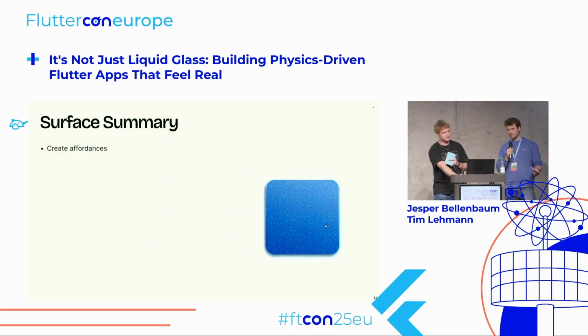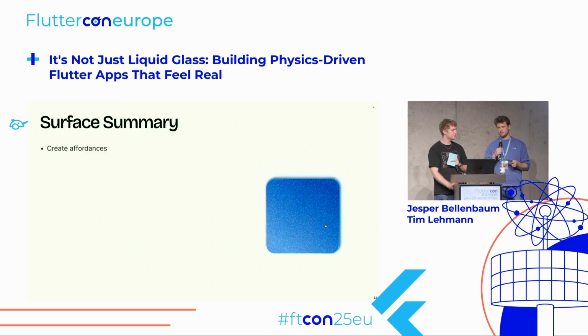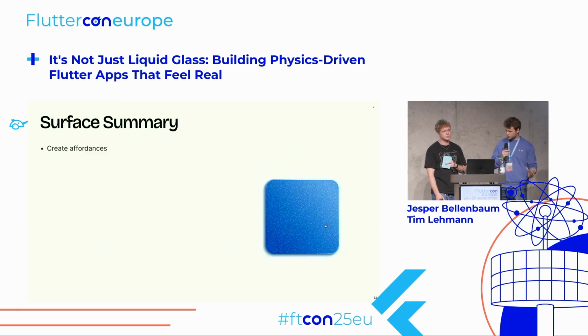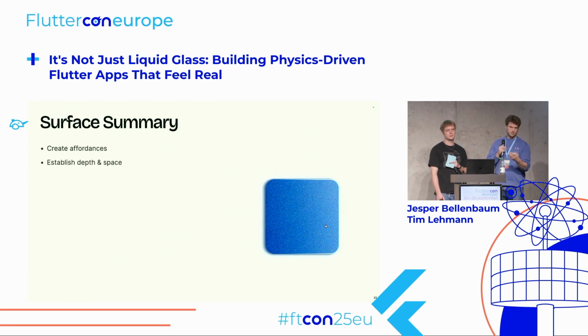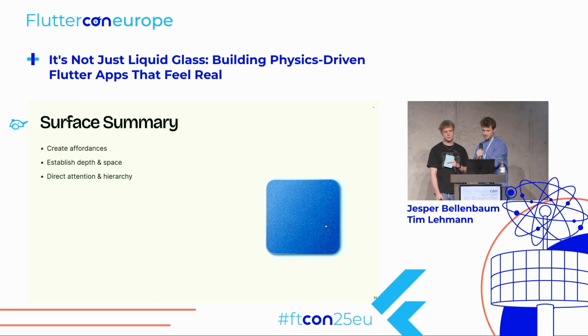So if we want to summarize what we can do with surfaces in order to achieve goals in UX, one thing is create affordances. So we can teach the user about what surfaces are tappable, what surfaces are disabled right now. But we can also establish depth and space, for example, through shadows. And we can direct the attention. I mean, you all know the floating action button, and this one is floating because it's normally the call to action, and it is more important than the other parts of your app, so it's floating above them.